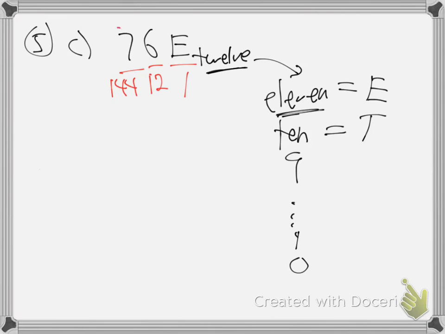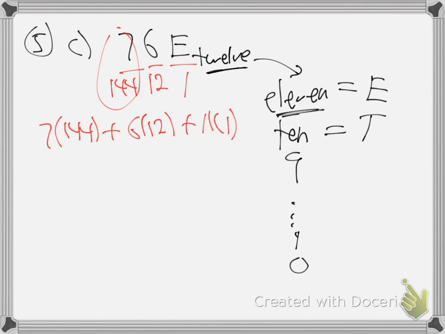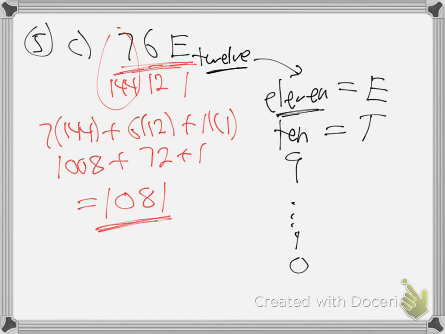Good. So this is 7 144s, plus 6 12s, plus 11 ones. Does that make sense? Somebody help me out here. Was that 700? 980 and 28? 1,008? Thank you. And 72 and 1. Is it like 1,081? I think I did that right. 1,081. That 76E is 1,081.